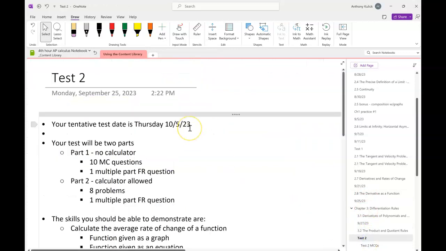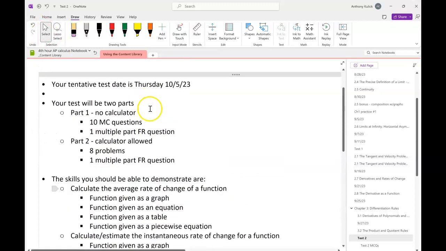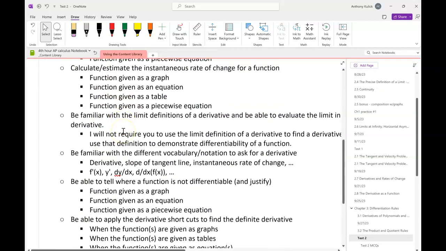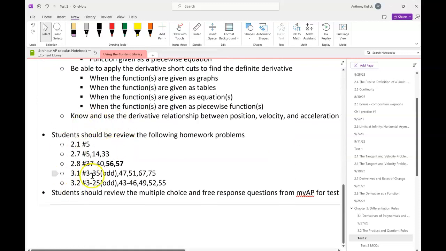In the content library, I have the same gist of stuff that we had last time. So I have 2 parts, a no calculator part and a calculator part. So same kind of format. You have some multiple choice questions and a free response with no calculator, and then some regular problems and another free response style question that's like multiple parts. Skills you should be able to do. Homework questions you'd want to make sure you look over.